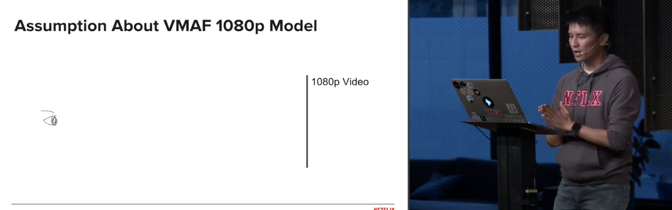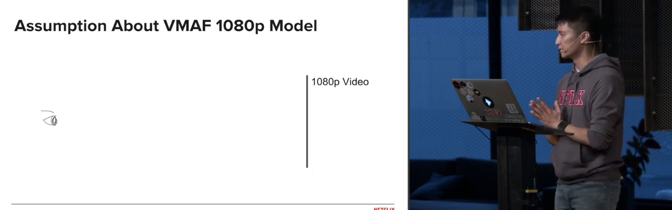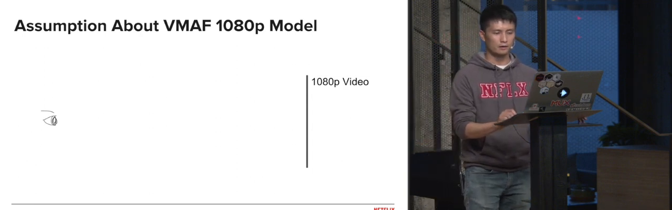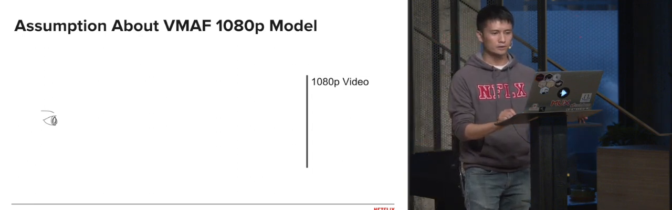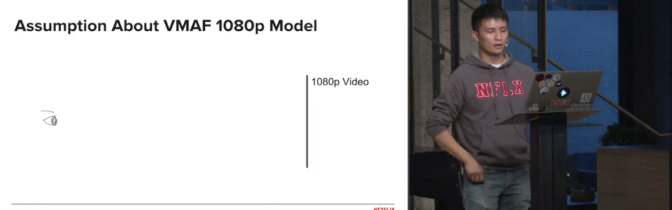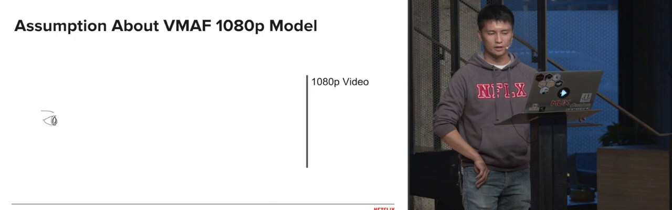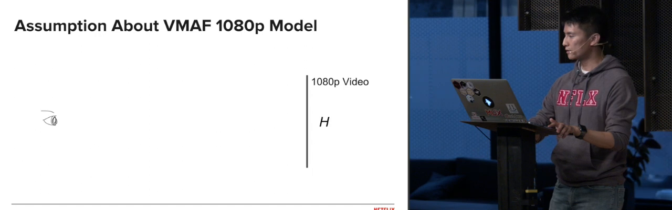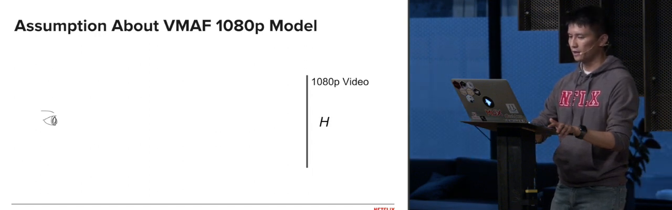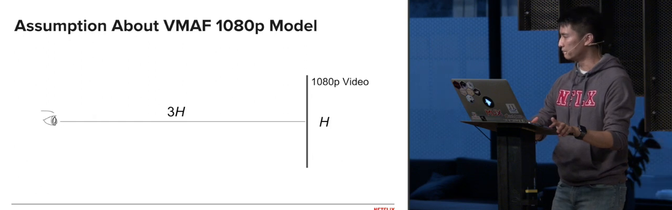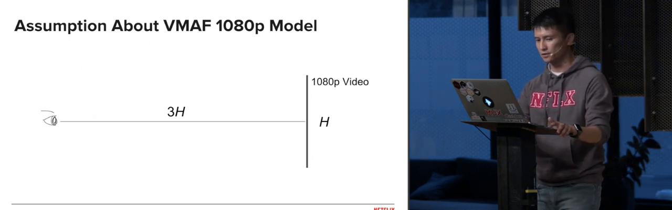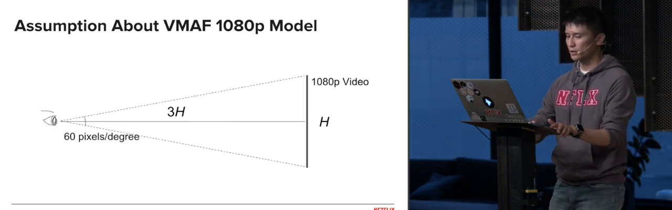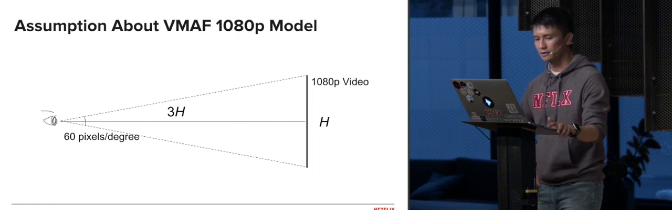The assumption we make when we test the 1080p model, which is version 0.6.1, is that the viewer is sitting in front of a 1080p TV display, and the video itself is 1080p. There is a height of this display, and we maintain a viewing distance of 3 times the height of the display.